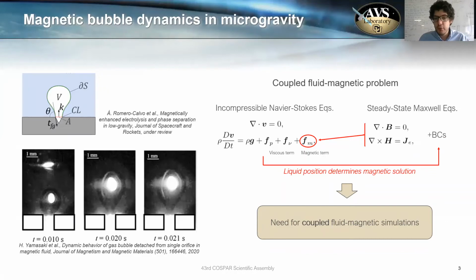There have been some previous works, some of them really recent from last year, like this one from Yamasaki, where this problem has been explored in high gravity conditions. But the real issue here is that the incompressible Navier-Stokes equations and the Maxwell equations that conform the hydrodynamic and magnetic problems are coupled, so you need to solve both of them simultaneously. There is no workaround unless you have an extremely weak magnetic liquid. So we need coupled fluid-magnetic simulations to really understand this problem and get reasonable scientific and technological results.